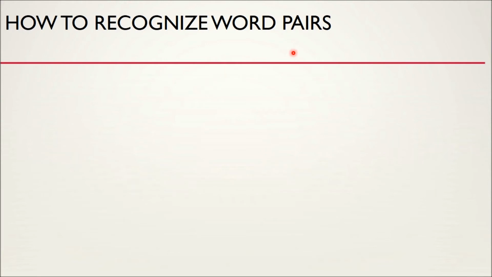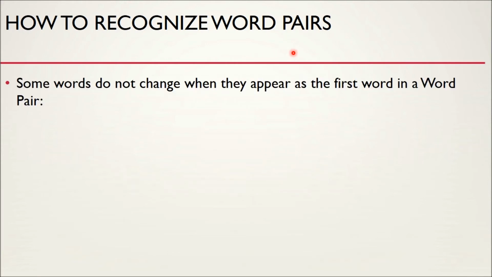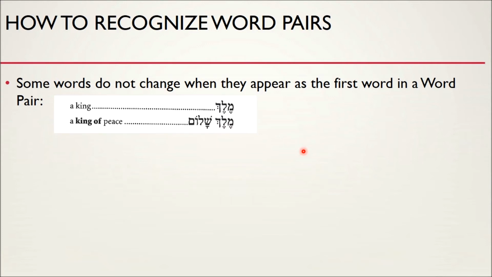Next, we're going to look at how to recognize word pairs. So some words do not change when they appear as the first word in a word pair. This is highlighting a change that can happen depending on where a word is in a word pair. When they're the first word of a word pair, sometimes words can change. Some words don't, and these are some of the words that don't. For instance, the word king. The word king does not change any of its vowels when it is the first word of a word pair. So you have just by itself melech.